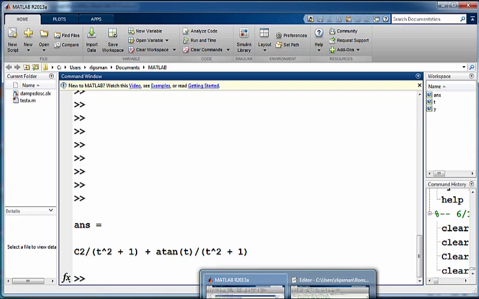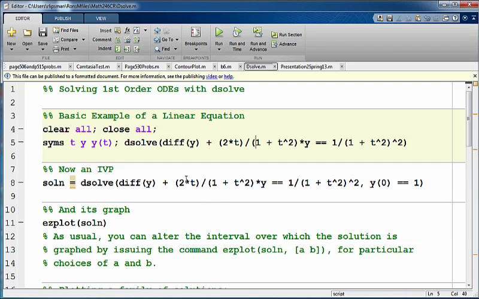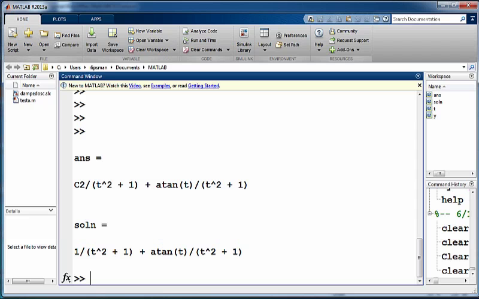Now back to the editor. And now let's do an initial value problem. We again solve the same differential equation, but with the initial condition y(0) = 1. And if we run that and open up the MATLAB window again, we see 1 over 1 + t² plus the arctangent of t over 1 + t², which is, as we know, the solution to the initial value problem.